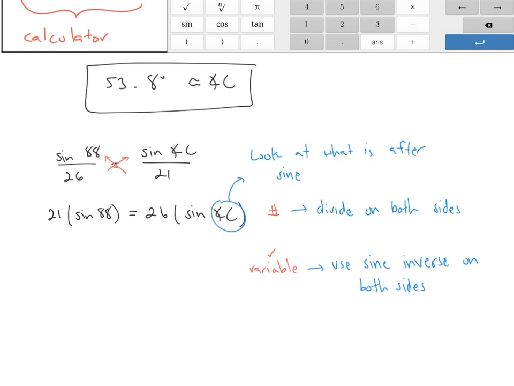So what that means is we are going to use sine inverse, but we first have to make sure that we get rid of everything on that side. It needs to just say sine of angle C. So in order to make sure that it does that, we're going to divide by 26 on both sides. My 26s cancel out. I'm left with 21 times sine of 88 degrees divided by 26. And this is equal to sine of angle C.